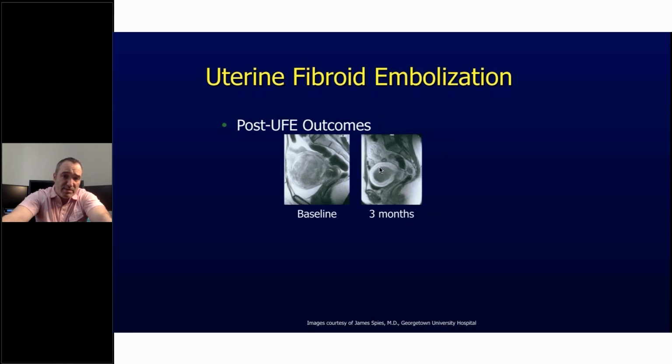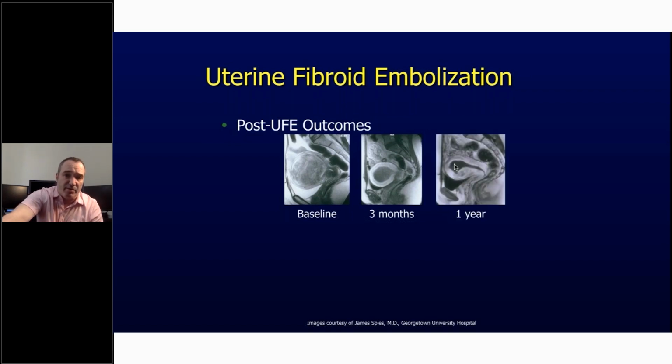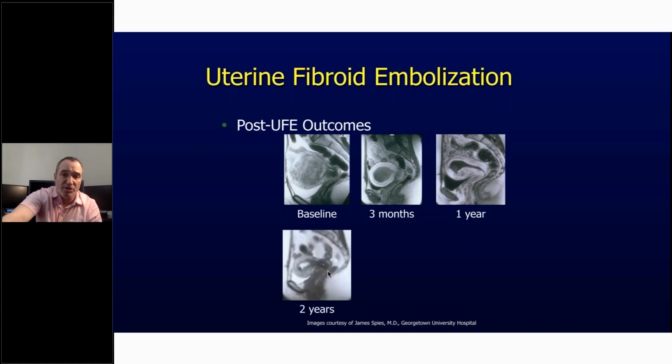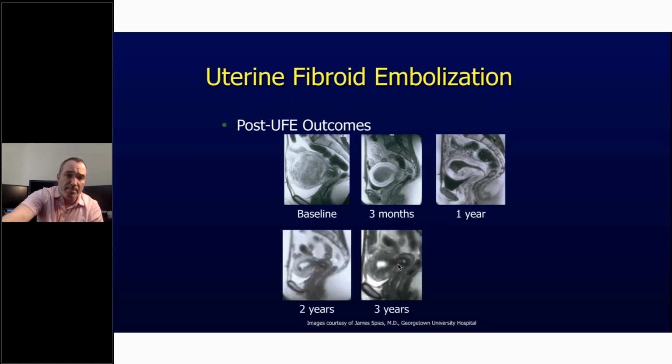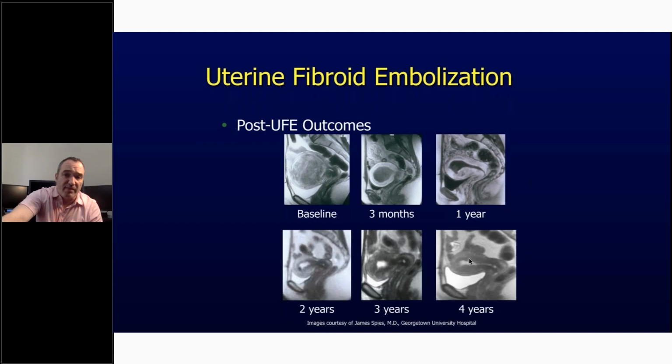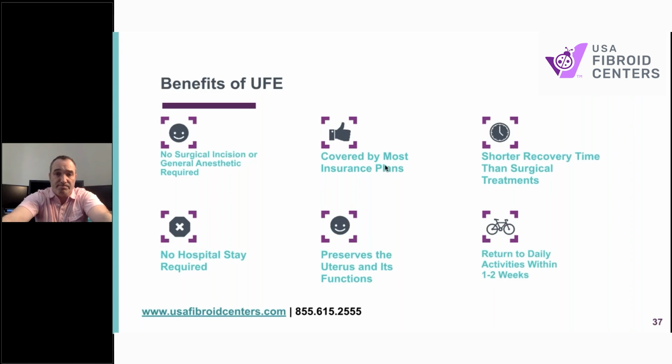You can see after 3 months, it's already shrunken down a little bit, and there's an area here that's getting smaller. And again, this is at a year. The uterus is starting to regain a normal shape. 2 years, 3 years, and finally 4 years. This is basically a normal uterus compared to here. You can see the massive difference. You can see, though, that even here, at this point, there's been a significant improvement, which is why I say within a month or two, almost every woman who I have ever treated has had a tremendous benefit.